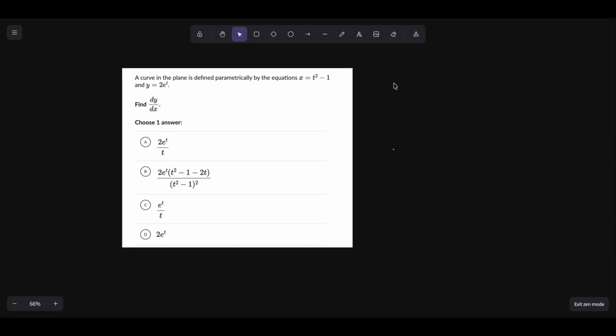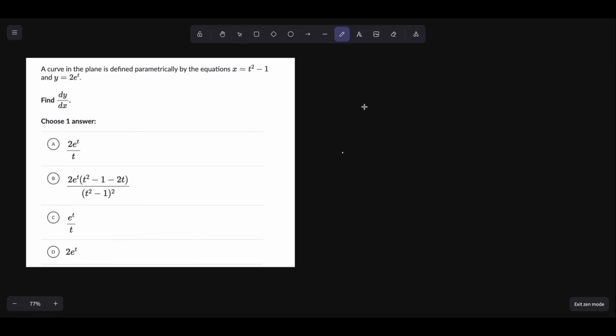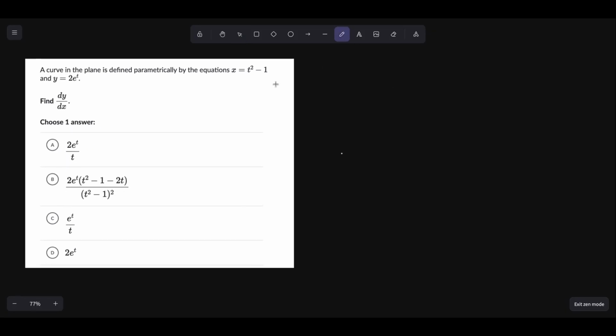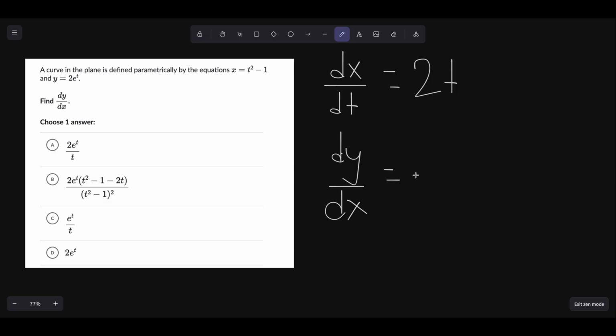So here's a practice problem I just stole from Khan Academy because I just felt like it. You're given how x relates to time and y relates to time. So if you want to find out how x relates to y, then differentiate. You want to find dx over dt. So what's the derivative of this with respect to time? That's just going to be 2t. And then the derivative of y with respect to t, what's that going to be equal to? That's going to be equal to 2 times e to the t, right? Because the e to the x derivative is just e to the x.